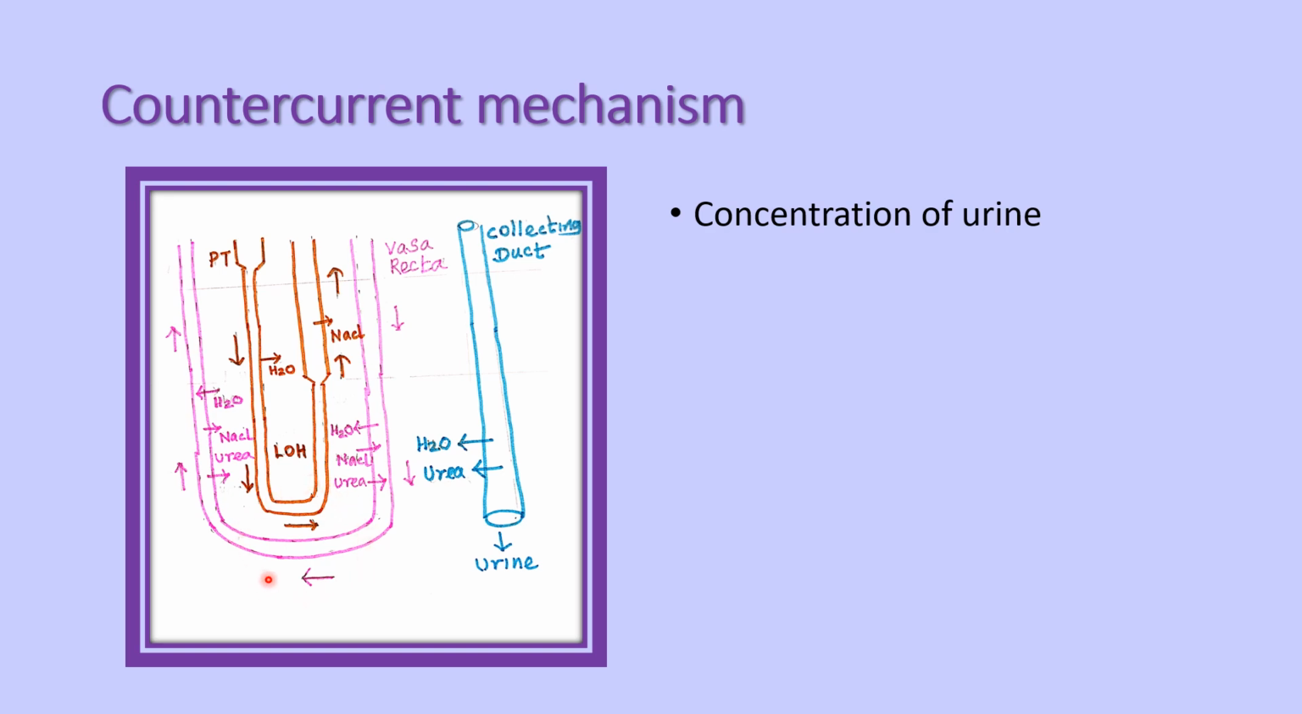Concentration of the urine is mainly done by the juxtamedullary nephron. The cortical nephron's main function is the formation of the urine. Concentration of the urine is mainly done by the juxtamedullary nephron. In the countercurrent mechanism, the loop of Henle acts as the countercurrent multiplier.